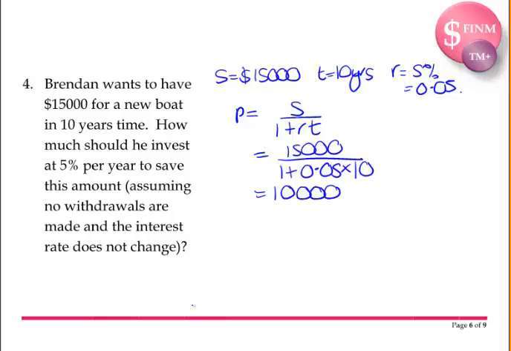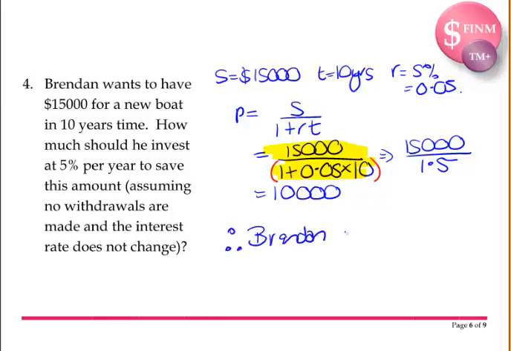10,000. Now note, if you're not going to write the intermediate line, so what I mean by that is 15,000 and work out what 1 plus 0.05 times 10 is, which is 1.5. If you're just plugging this whole thing into your calculator, remember to put brackets around this at the bottom, so it divides by that whole thing. Finish with the therefore statement. Therefore, Brendan would need to invest $10,000.